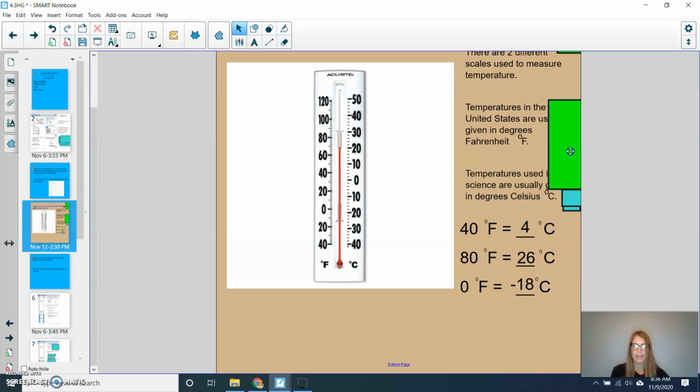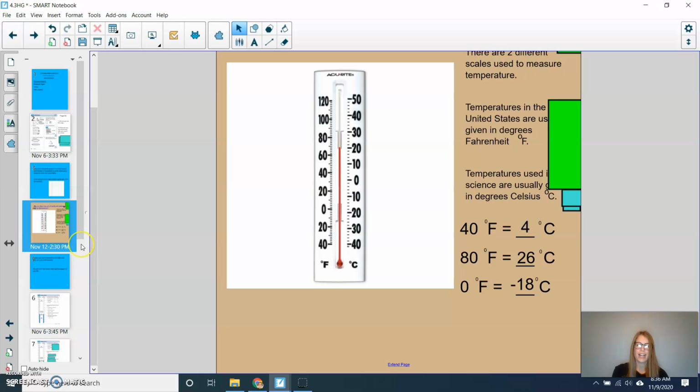And this time, remember that our numbers lower than 0 are going to be in the negative. So if I'm at 10 and then I'm counting backwards, so this would be like negative 12, negative 14, negative 16, negative 18. So 0 degrees Fahrenheit would be about negative 18 degrees Celsius.